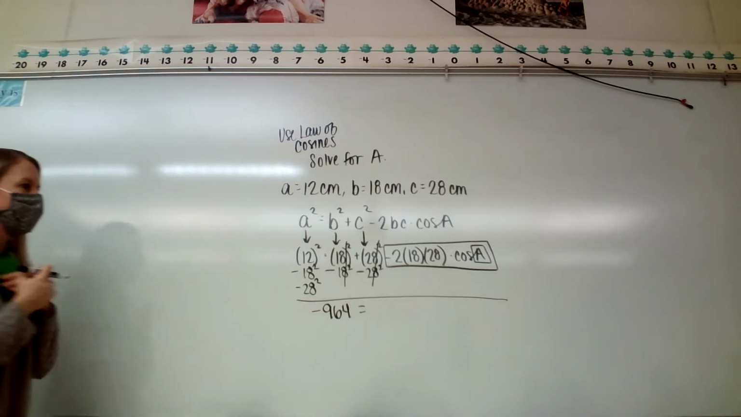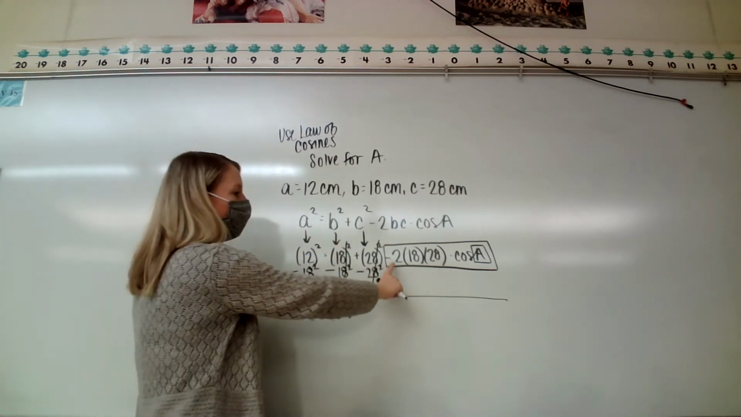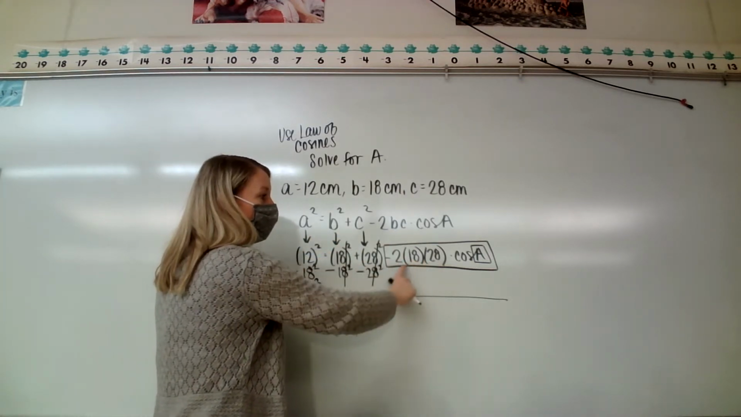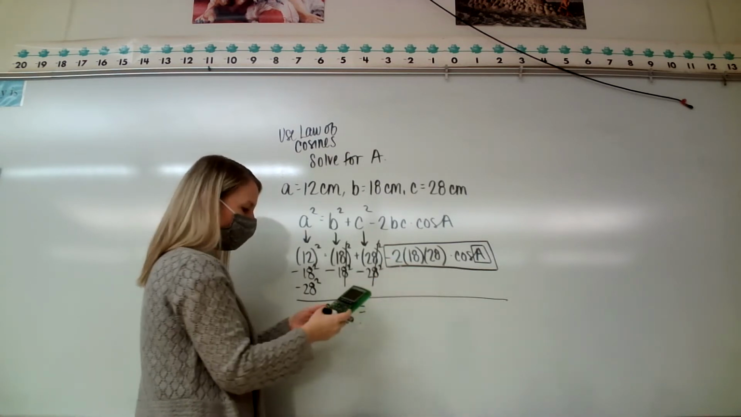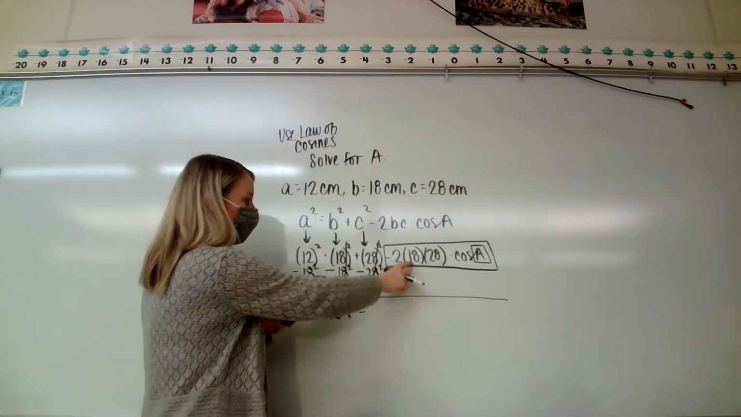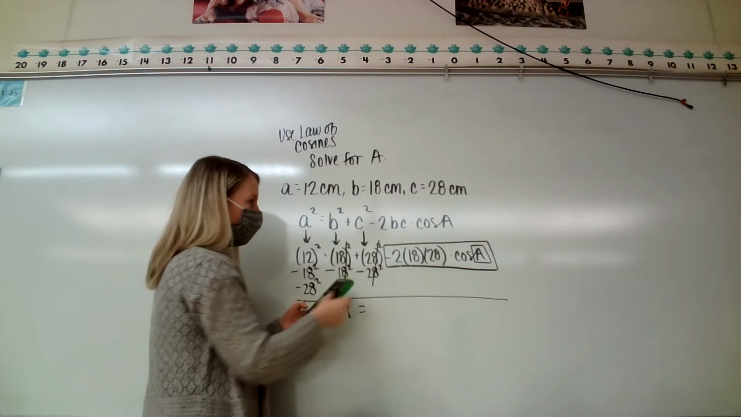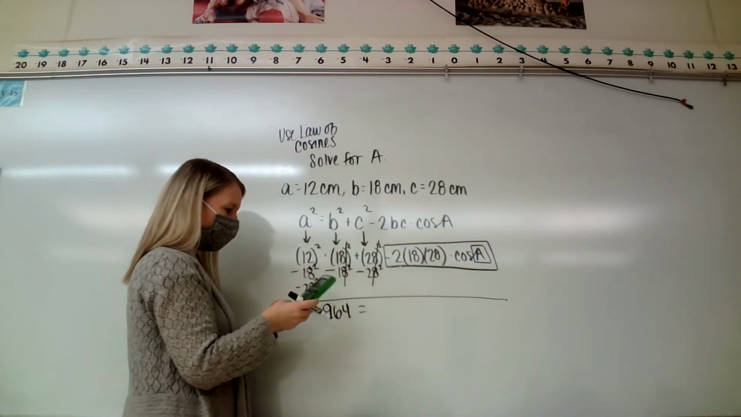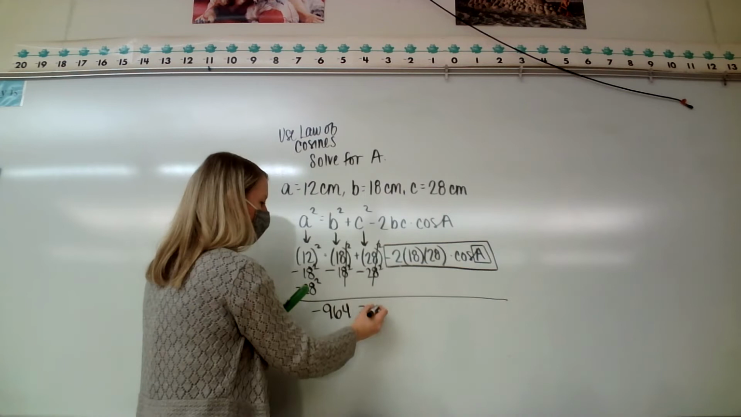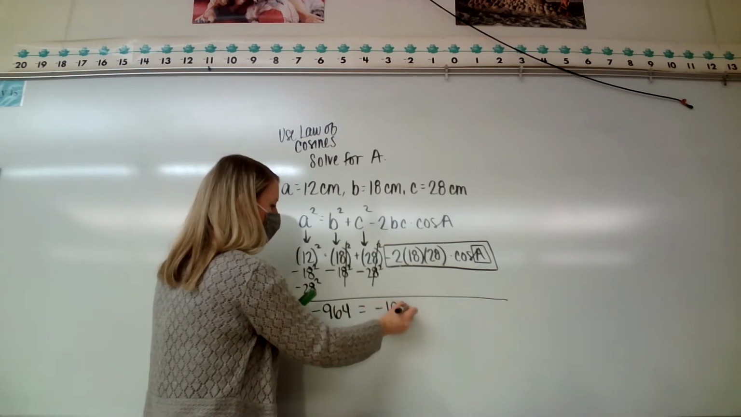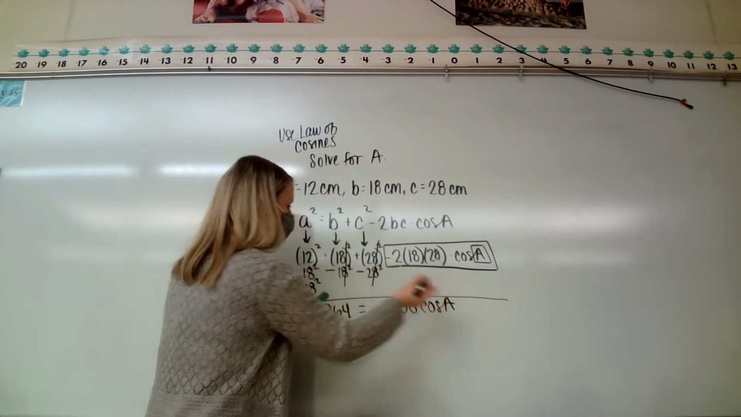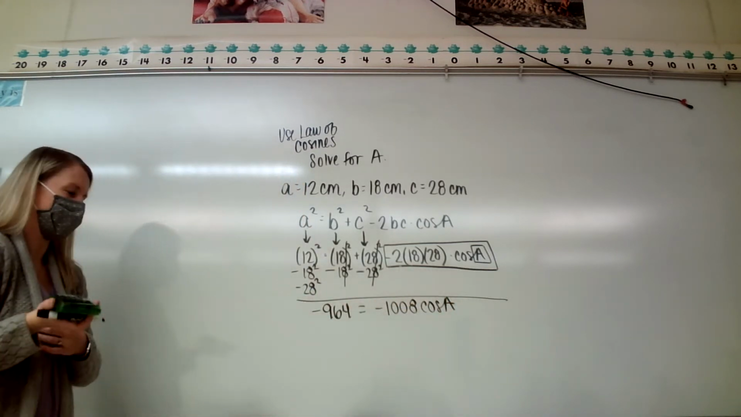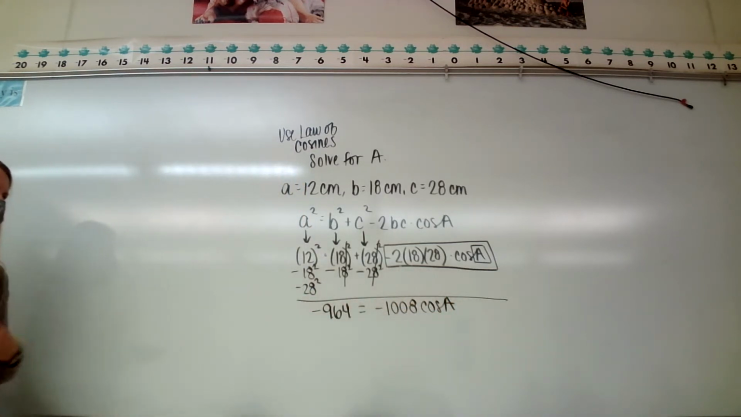So now we have what's left over here. What I am going to do is multiply these numbers out just so I have one number. So I grab my calculator. I'm going to do negative 2, or minus 2, times 18 times 28. And that gives me negative 1,008 cosine A. So we're not getting nice numbers. That's okay. They end up being kind of weird and big sometimes.